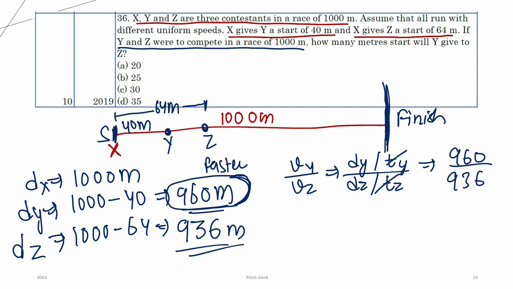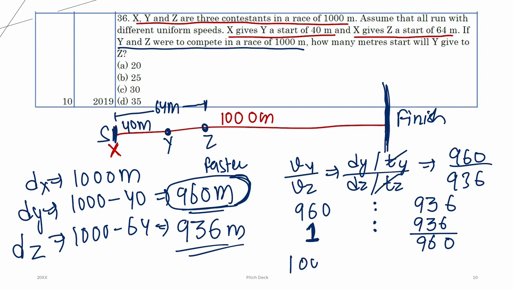960 by 936. This is the ratio of their speeds, right? So the ratio of their speed means when y covers 960 meters, z covers 936 meters. When y covers 1 meter, this person covers 936 by 960. Why? Because we are dividing on both sides by 960, so 960 on the left side, 960 on the right side. So when y is covering 1 meter, this person is covering 936 by 960. I hope this is clear.